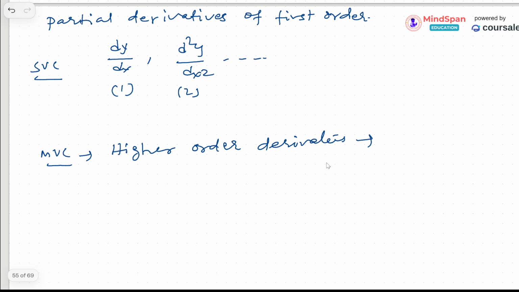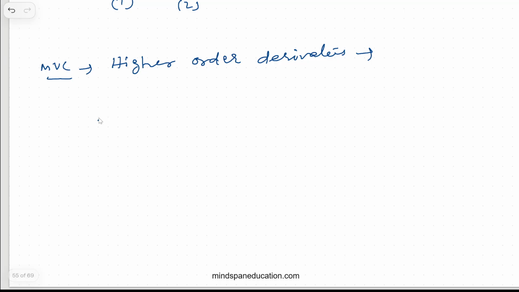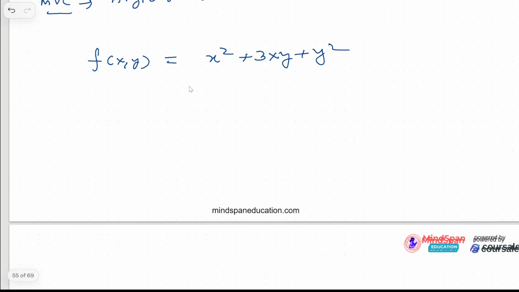And how we do that? We do that like this. Let's take the same example, okay? Same example we will take so that we remain consistent throughout this lecture. X square plus 3xy plus y square. This was our multivariable function, okay? So first we calculated first order fx which was 2x plus 3y, right? Then we calculated fy which was 3x plus 2y, right?